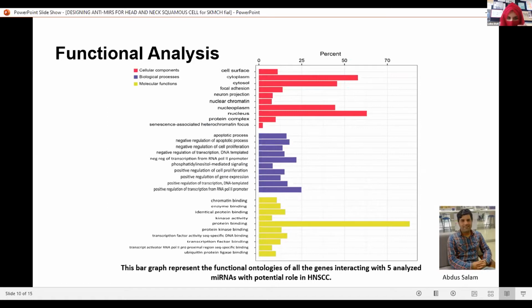After that, the purple represents the biological process they are going to perform. They are mainly involved in regulatory processes, which means that in cancer they have a potential role. The yellow represents the molecular functions they have. As you can see, most of them are involved in binding functions, which means that they could have some potential role in cancer progression or in head and neck squamous cell carcinoma.